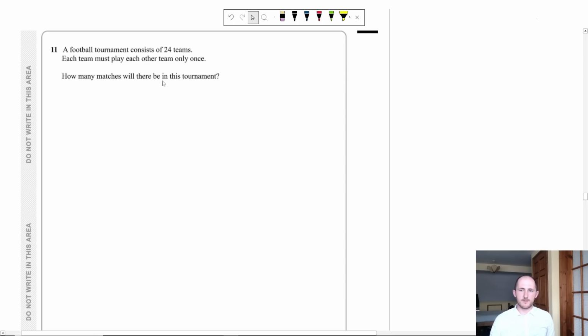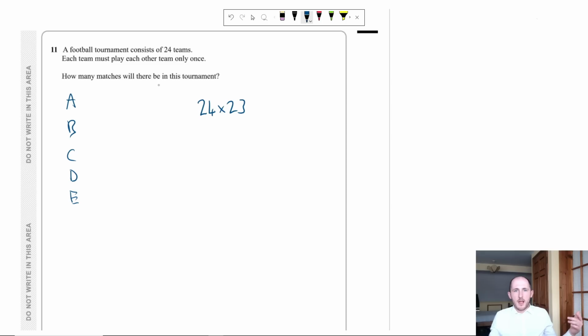Well, first of all, it consists of 24 teams, right? Cool. I would scale this down a bit. Let's say we had 5 teams, right? Team A, B, C, D, E. For each team to play each other, A will have to play B, C, D, and E. B would play A, C, D, and E. C would play A, B, D, and E, and so on, right? So each team can play 4 other teams. So in this case, if there's 24 teams, they can play 23 other teams, right? Because a team can't play itself.